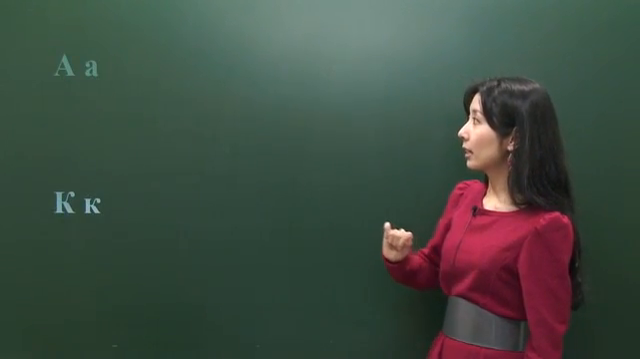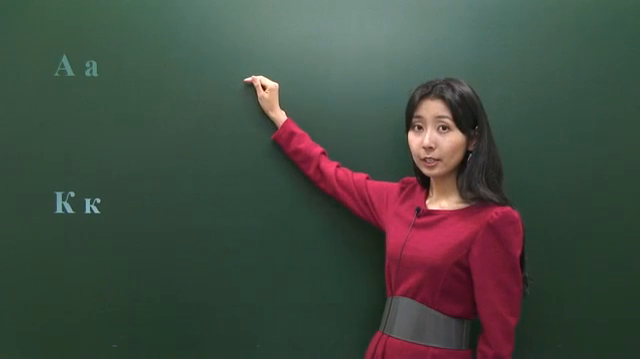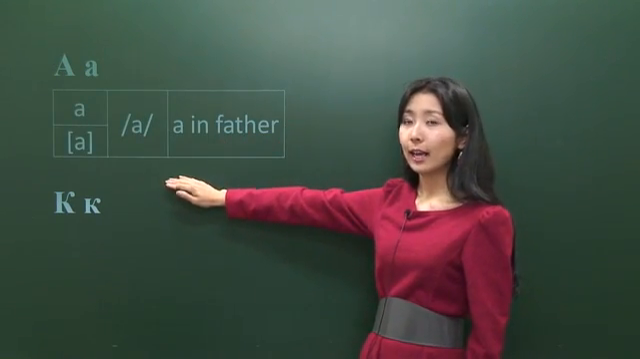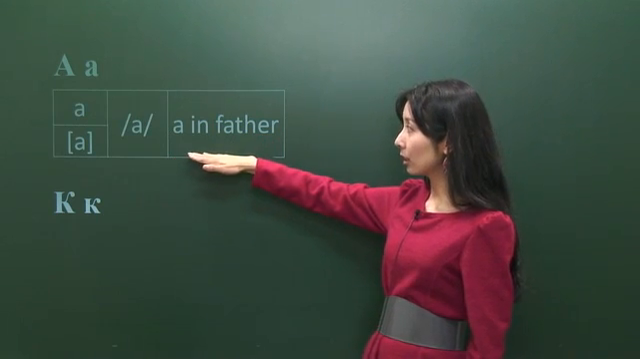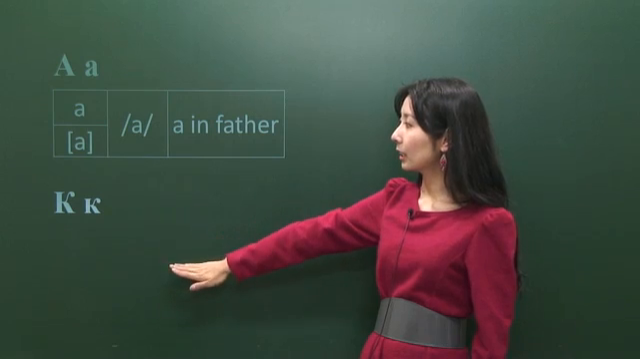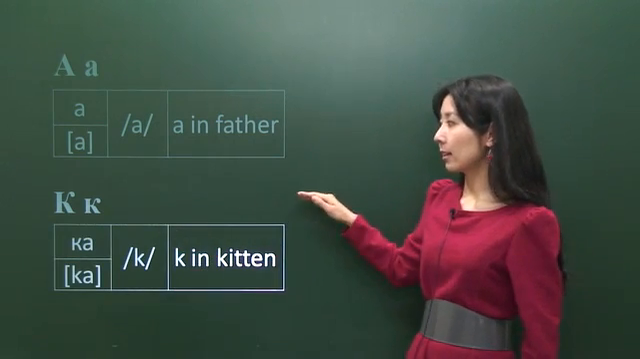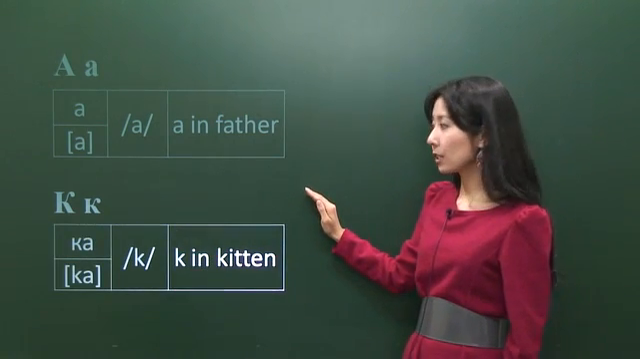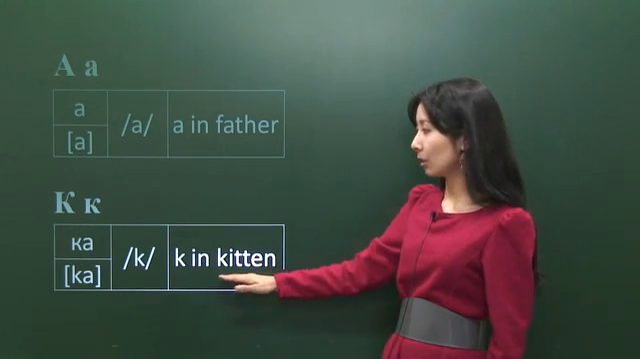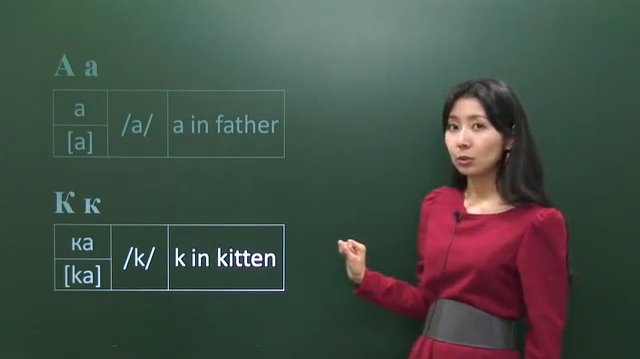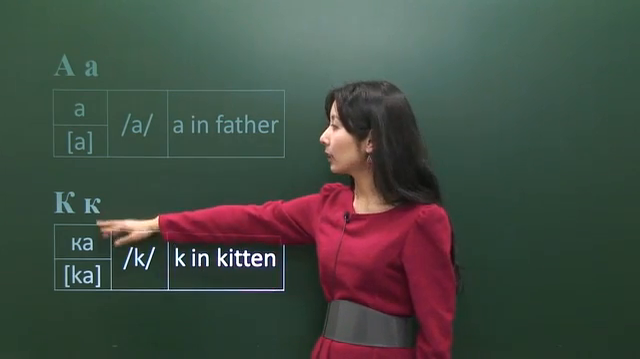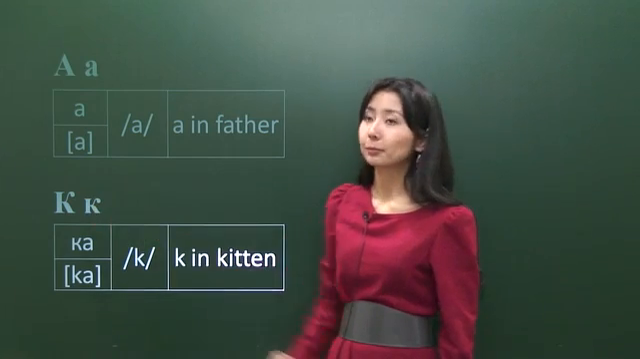The first letter is the first letter of the Russian alphabet, letter A, and the sound is the same as in the word father, A. The next one is letter K, which stands for a sound that you can meet in the word kitten, the first sound in the word kitten. Please note that the lowercase letter has a short vertical stroke.